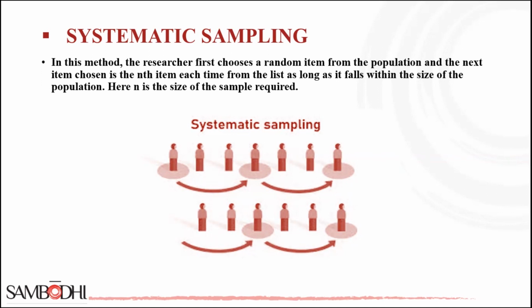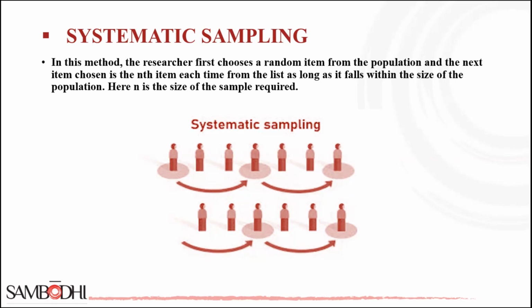For example, a researcher intends to collect a systematic sample of 500 people in a population of 5,000. He or she numbers each element of the population from 1 to 5,000 and will choose every 10th individual to be part of the sample. So the total population divided by the sample size, 5,000 divided by 500, is equal to 10.